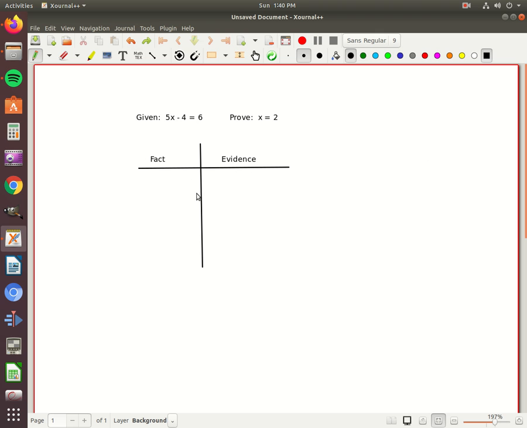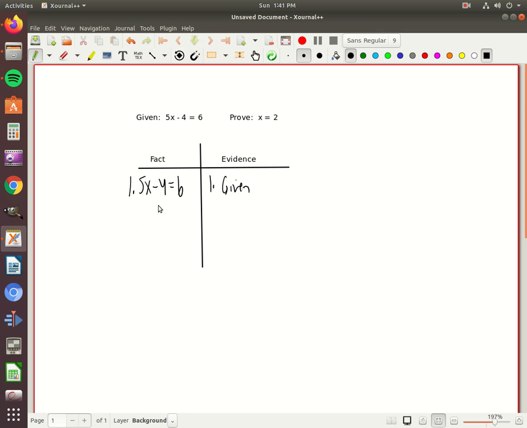So we'll just jump into it, and hopefully you can see the similarities between a flowchart and a two-column proof. So first of all, what's given is 5x minus 4 equals 6. And we always want to start with what's given. So we're going to start with 5x minus 4 equals 6. And we know that's true because it's given. So again, here's a fact. It's a fact that 5x minus 4 equals 6. And we know that's a fact because that was given.